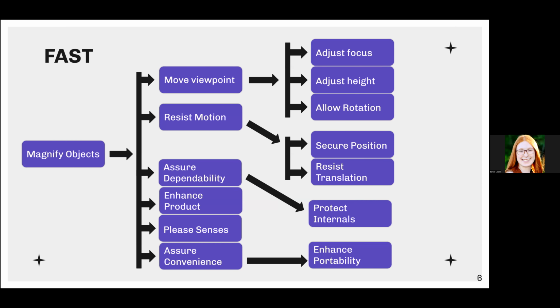Here we see the FAST diagram for our telescope. This diagram shows how the product will achieve its main function of magnifying objects. It'll achieve this by moving the viewpoint and resisting motion.